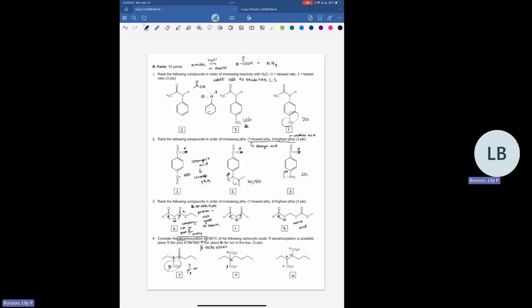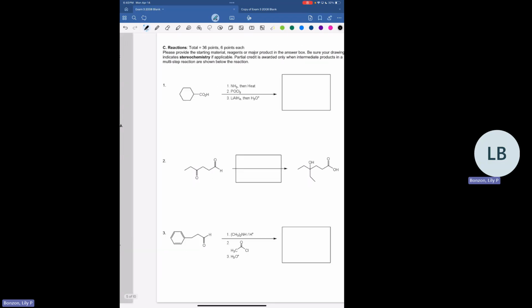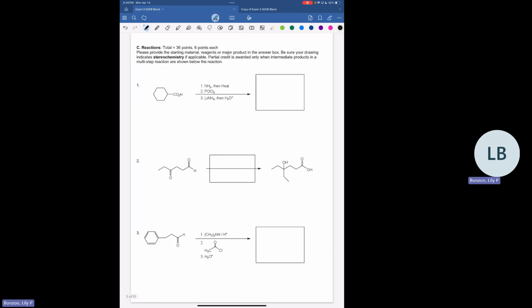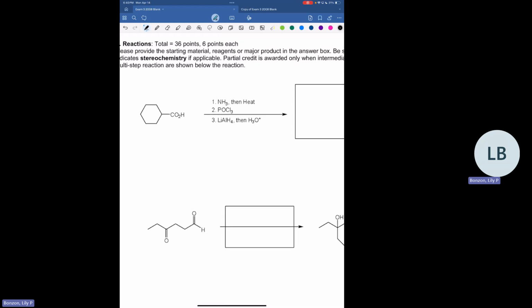Okay, all right, going on to our reactions. Again, just a disclaimer, there might be some stuff on here that you guys haven't covered. I'll try to make sure to point out the stuff that you won't have on exam 3, but I'm still going to cover it so you can look at it for the final.